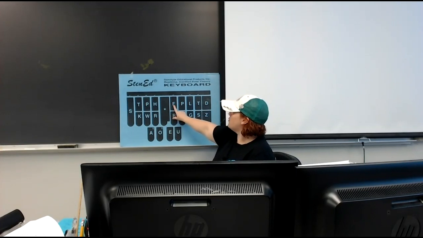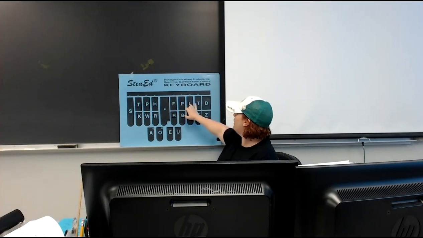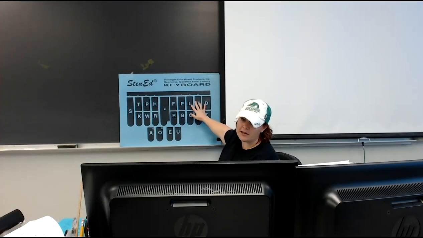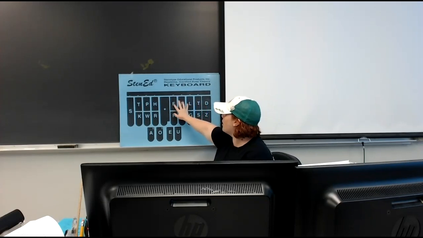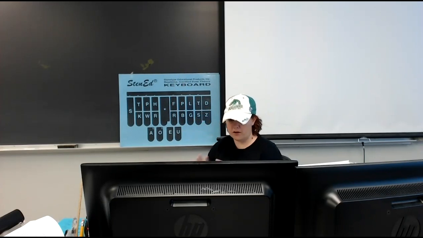Then right next to that is where you want to make sure that you have your pointer finger on your right-hand side. So it's F, P, L, T. So if you have your pinky on that D, then all of your stuff is going to come out wrong, and it's not going to translate right. So you want to make sure that you always start with your pointer finger on that F.